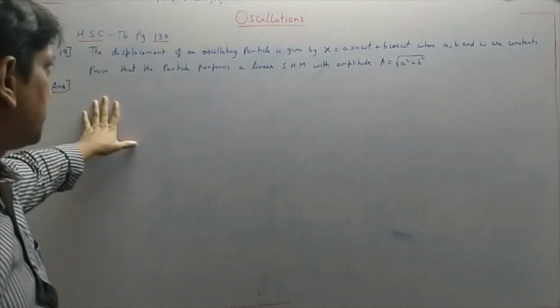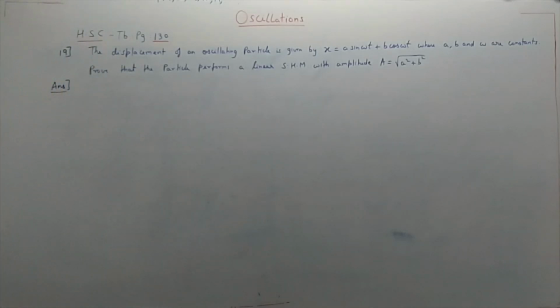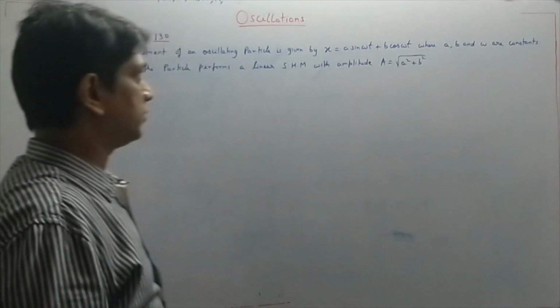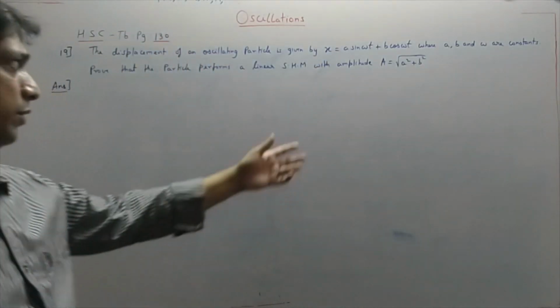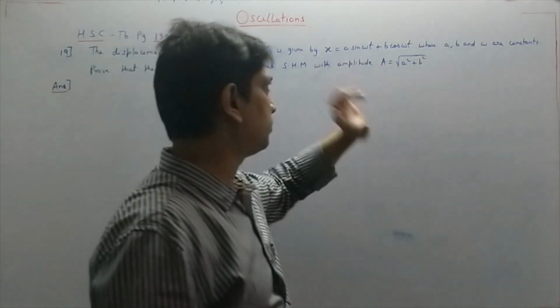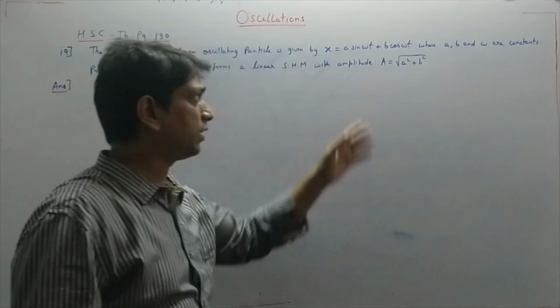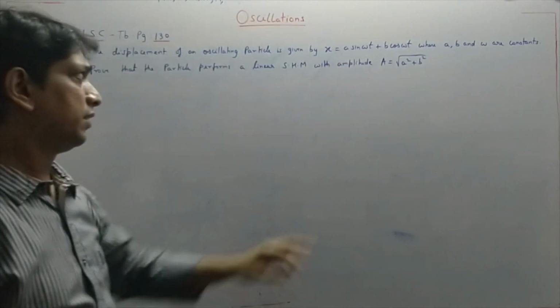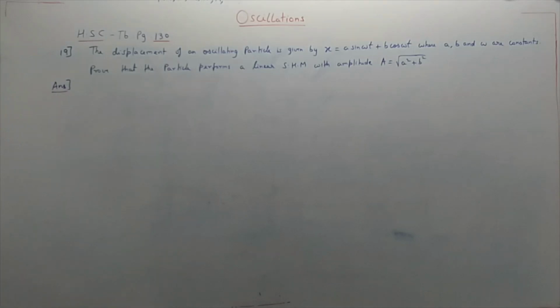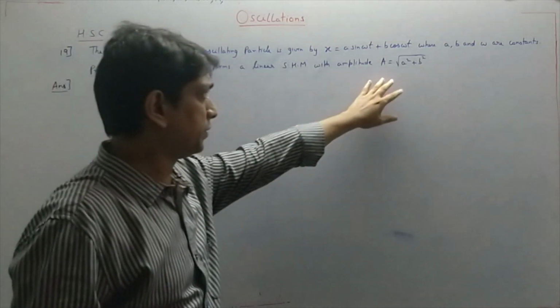We are having the displacement of an oscillating particle given by x is a sine omega t plus b cos omega t, where a, b and omega are constant. Here we can see, students, that this equation is similar to the composition of SHM. Instead of one particle, we are having two particles. In composition of SHM, we get this type of equation, with sine and cos. Prove that the particle performs a linear SHM with amplitude under root of a square plus b square.